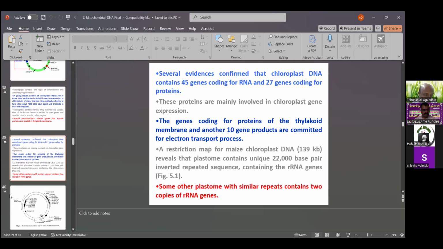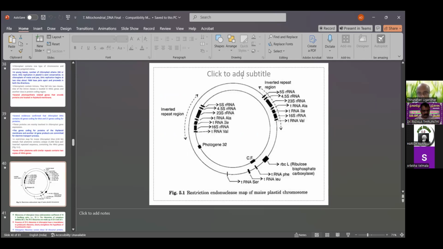In this figure, 15.1, these are all types of genes located on the chloroplast genome, or chloroplast DNA. What does the chloroplast genome mean? It means the total genes responsible for the photosynthesis activity. That is called the chloroplast genome. The chloroplast genome is a group of genes responsible for specific characters. All these groups are located on the DNA, which is also called cpDNA, or chloroplast DNA. That is the restriction endonuclease map of maize plastid chromosomes.